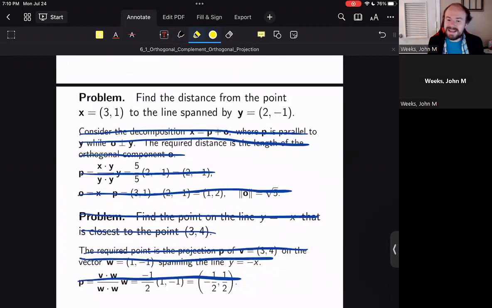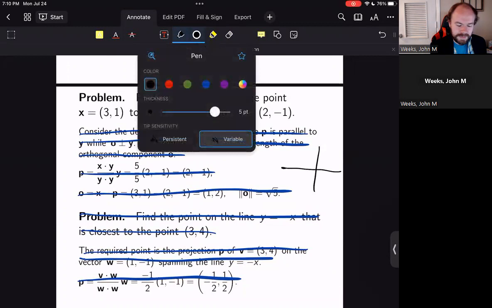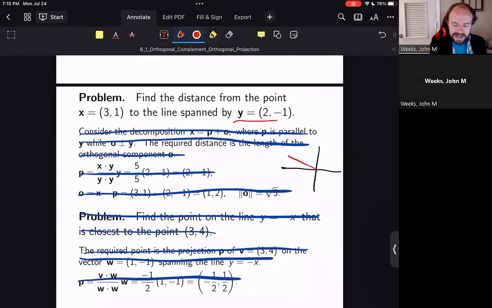Let's see if we can find the distance from the point x equals (3, 1) to the line spanned by y equals (2, -1). So the picture here is that we have a line that is spanned by the vector (2, -1), something like this. And we have the point (3, 1), something like this. And we would like to find the distance that connects this point and this line. And that's going to be this distance right here.